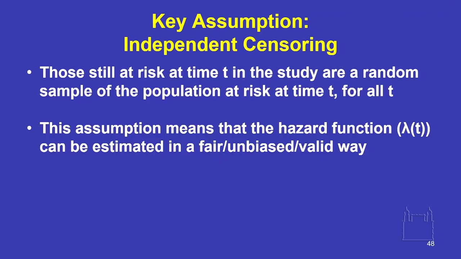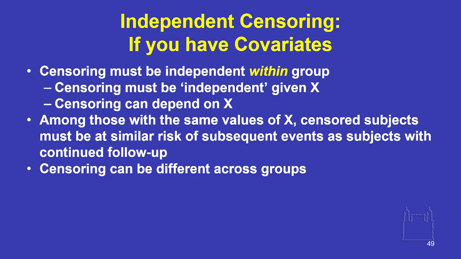Independent censoring. Everybody at risk at a given time point in the study, that little t, is a random sample of the population who could be at risk at that time point across all time points. That assumption is how you actually get an unbiased estimate of your hazard function. So if you have covariates, so somebody asks, what if you have differential dropout? We have a way to handle that in survival analysis. In many ways, because as long as censoring is independent within group, it can be independent based on some covariate in my model. Again, why I love Cox models.